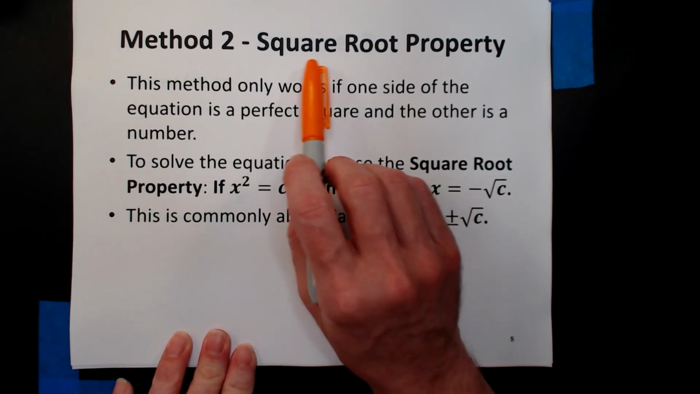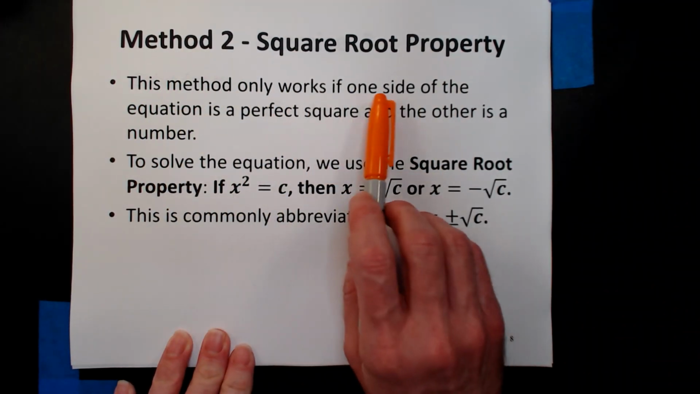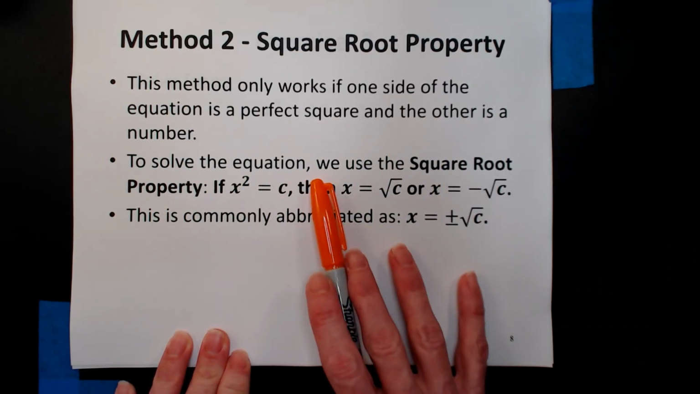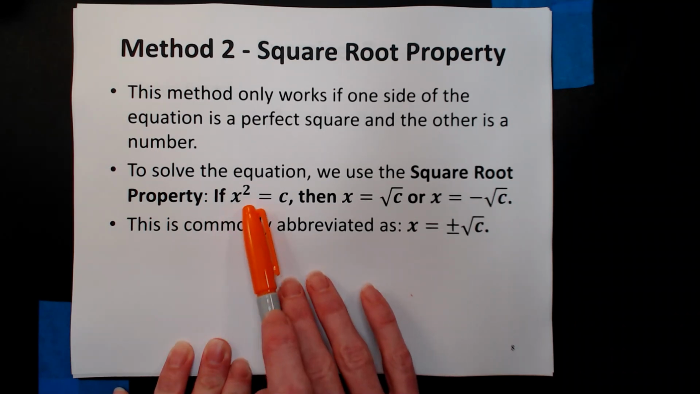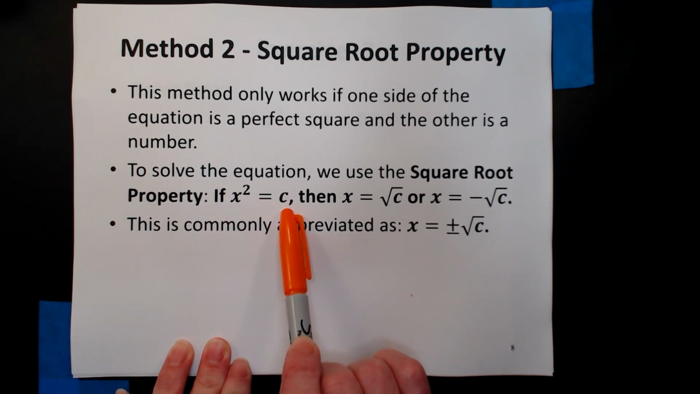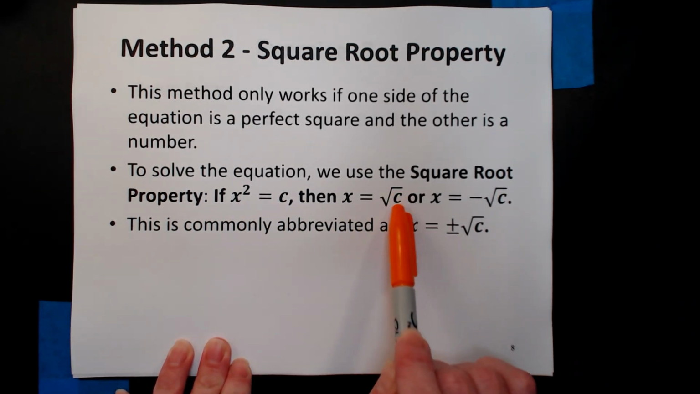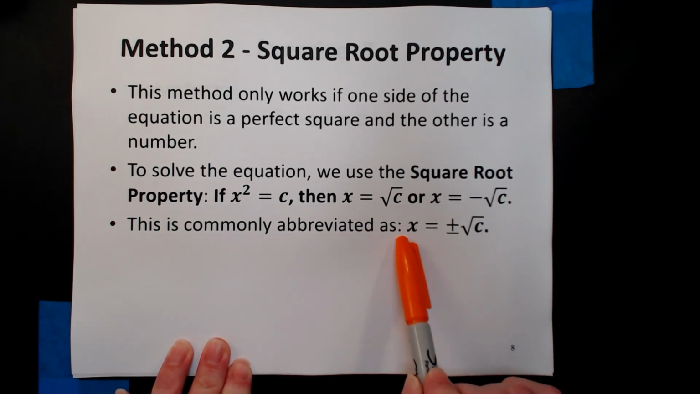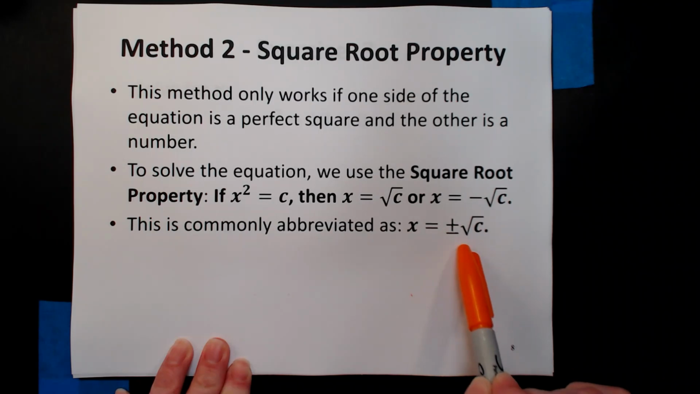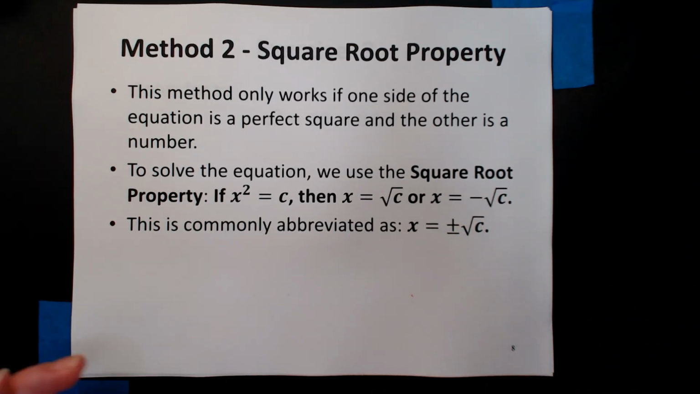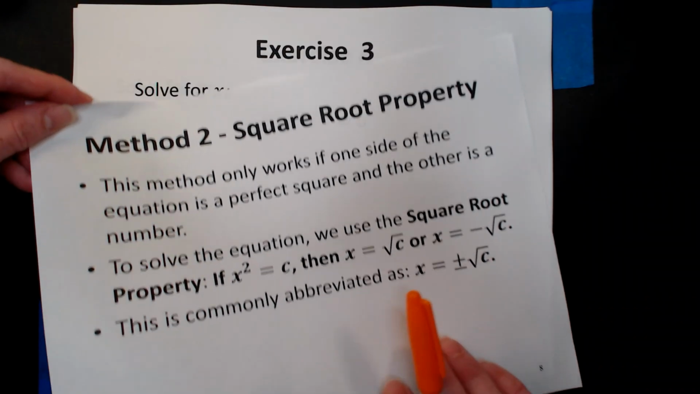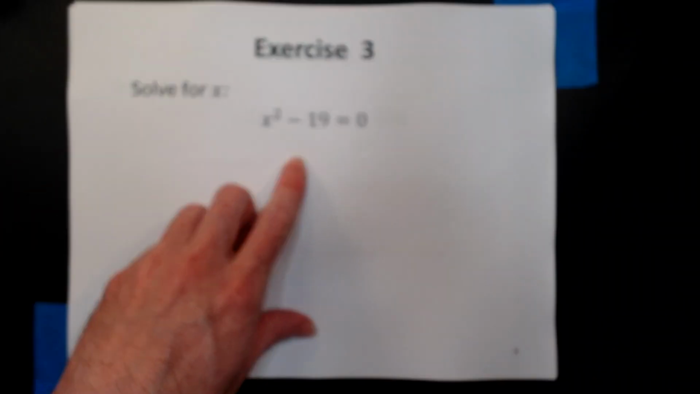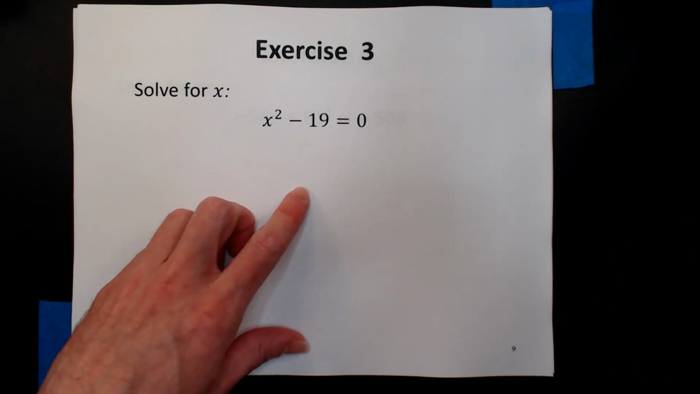The second method is square root property. This method only works if one side of the equation is a perfect square and the other is a number. To solve this equation, we use the square root property. In other words, if x squared equals c, then x equals the square root of c, or x equals negative square root of c. This is commonly abbreviated as x equals plus or minus the square root of c. So in other words, we just take the square root of both sides to solve for x. This works best if we don't have a b term, or if we have a perfect square on one side to begin with, and a constant on the other.